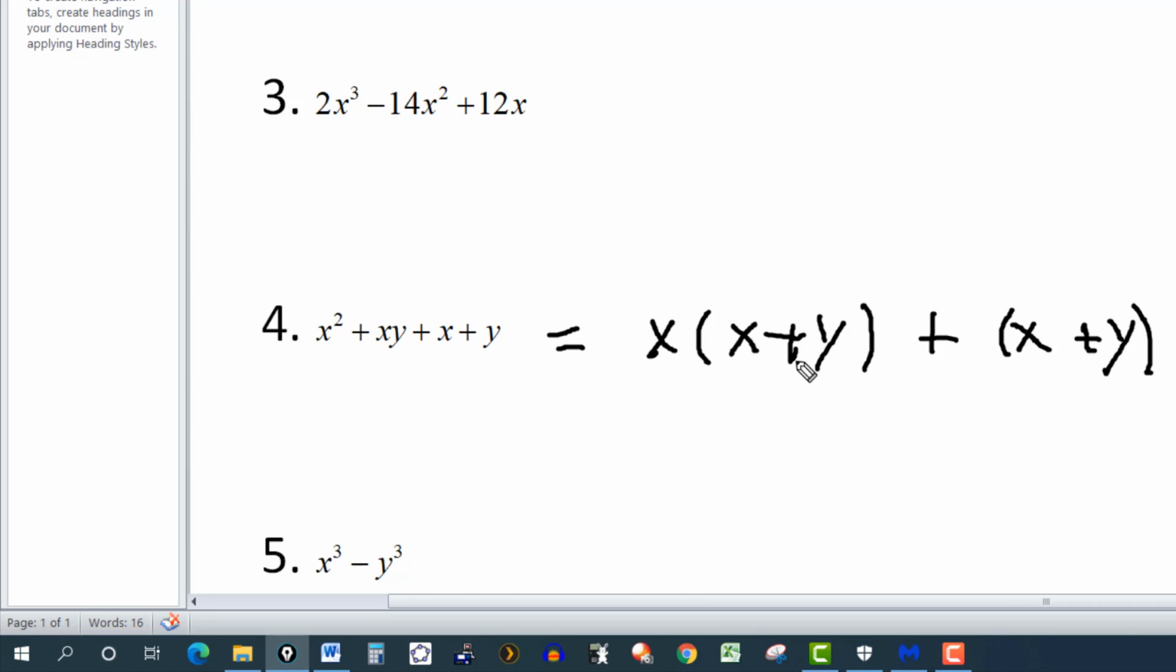So I can use the common factor method. Remember the coefficient: if there's not a number in front of the variable or the parentheses, it's always understood to be a 1. So you can put a 1 here if you want. It doesn't change it. So now you've got an x plus y and an x plus y. So let's factor out from those two terms, kind of what I was doing up here in the first three, taking out the common factor. Here the common factor is x plus y. So bring out the x plus y.